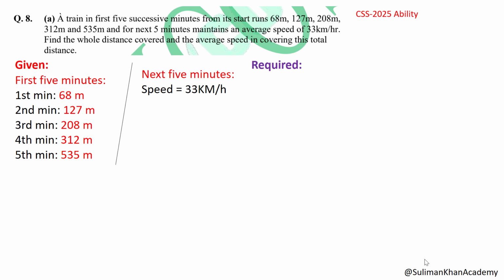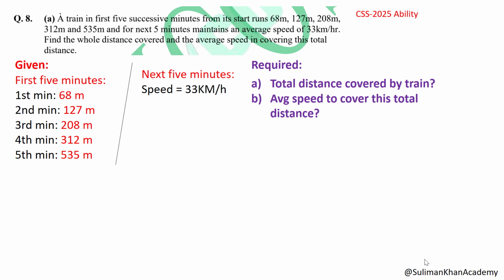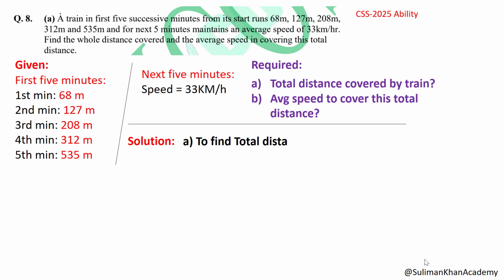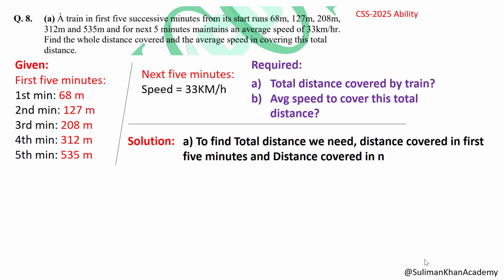Now what we are asked is to find out the total distance covered by the train, it means in 10 minutes, and the average speed to cover this total distance. So let me move ahead to the solution. What we are asked to determine is the total distance covered by the train in 10 minutes. That is only possible if we determine the distance covered by the train in the first 5 minutes and then in the next 5 minutes.